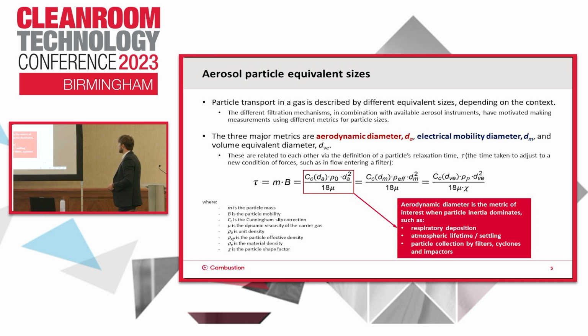The take-home message here is that aerodynamic diameter is the metric of interest where particle inertia dominates, such as respiratory deposition, atmospheric lifetime and settling, and in particular, particle collection by filters, cyclones, and impactors.